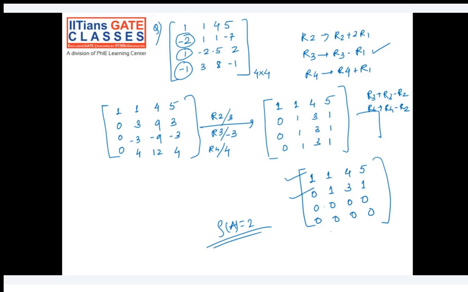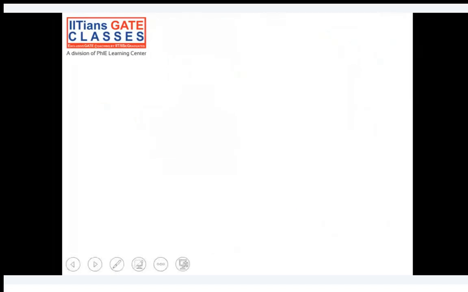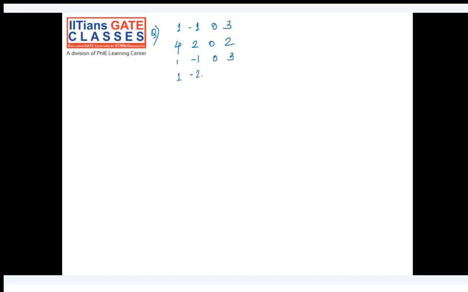The matrix is: 1 minus 1 0 3; 4 2 0 2; 1 minus 1 0 3; 1 minus 2 1 2. Find the rank of the matrix.